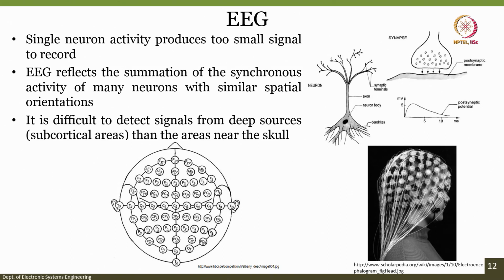So, if you have a neuron, the neuron has the synaptic terminals, it has an axon, it has the neuron body, and it has dendrites, right. And each synapse is connected to the postsynaptic membrane, and you can see the postsynaptic potential that arises from the postsynaptic membrane in a few milliseconds, as you can see in this particular schematic.